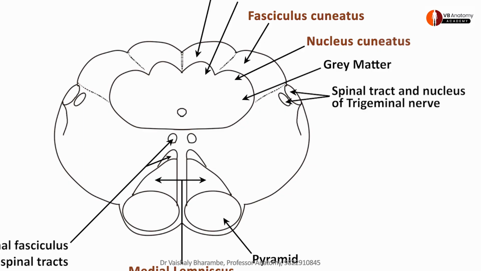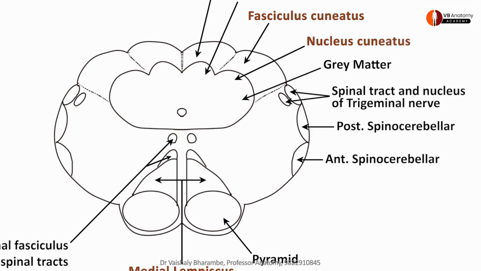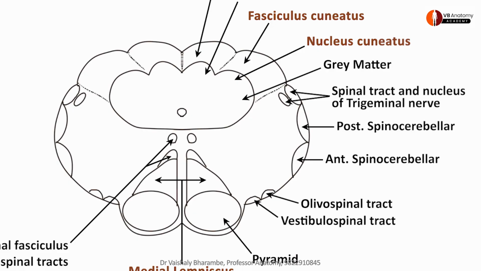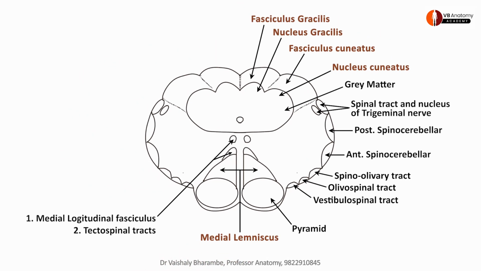Let's now add the tracts. So this is posterior spinocerebellar, anterior spinocerebellar. Let's add two more, vestibulospinal, olivospinal, spino-olivary. Okay, so there you have your tracts in place.